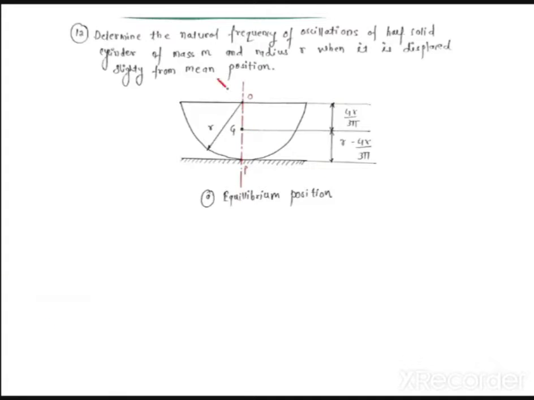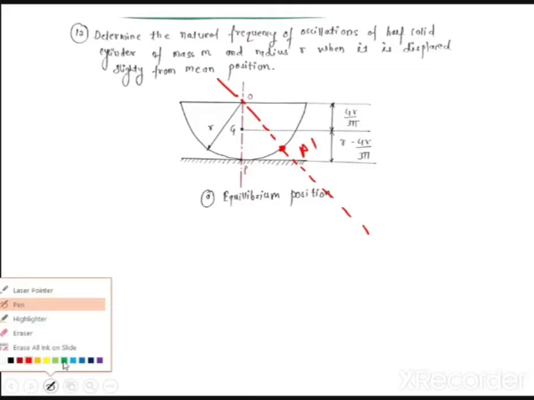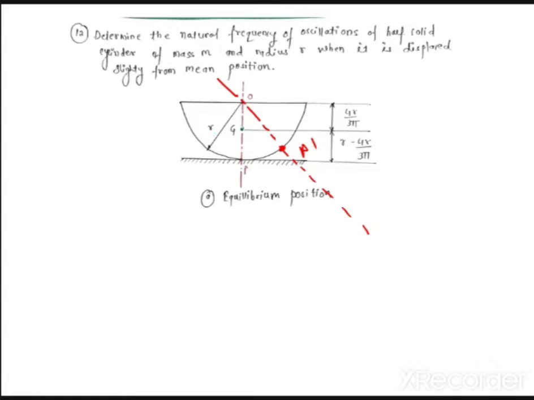I will draw again. You can see that this has moved to P dash. Now G will move to G dash. And what is this angle? This angle is theta. Now we can see what is happening here. Anybody tell me what will be this distance?